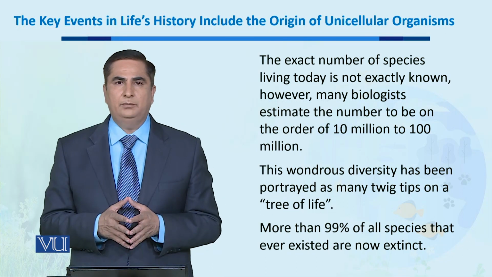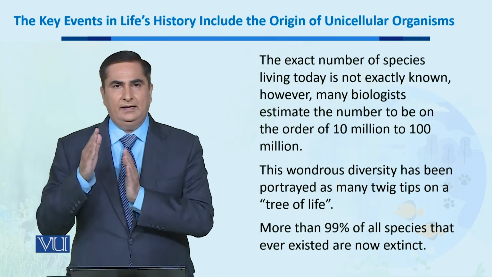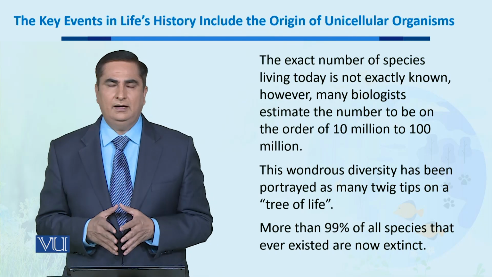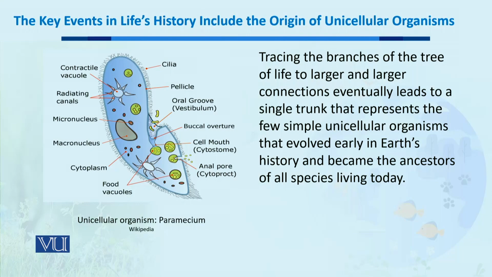More than 99% of all species that ever existed on Earth are now extinct. Now, when we trace the branches of the tree of life to larger and even larger connections, they eventually lead to a single trunk of the tree of life that represents the few simple unicellular organisms that were the first to evolve early in Earth's history, and they are the ancestors of all species which are living today.